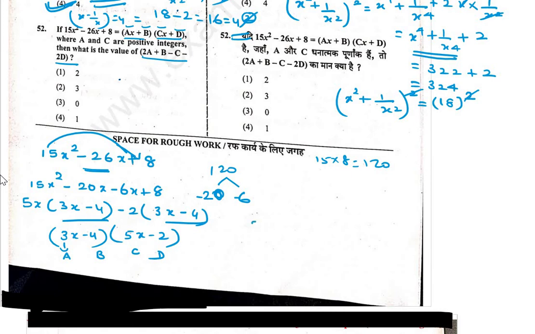Find the value of 2a plus b minus c minus 2d. So 2 into a means 2 into 3, plus b means minus 4, minus c means minus 4, minus 2d, 2 into 2. So 2 into 3 is 6. Same sign, you have to add: 6 plus 4, 10. 10 minus 9 plus 1. Answer is plus 1.